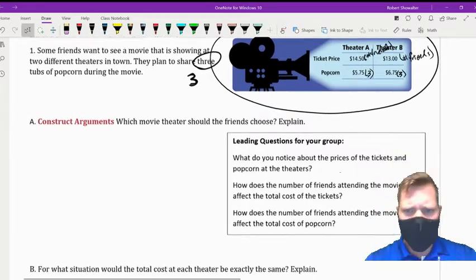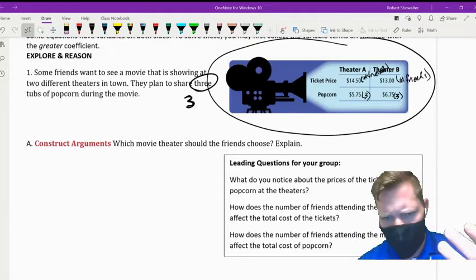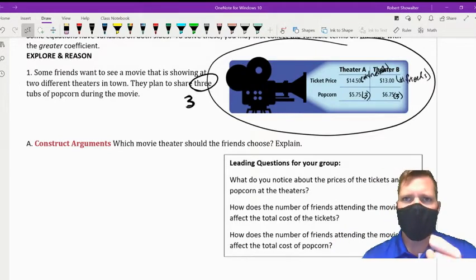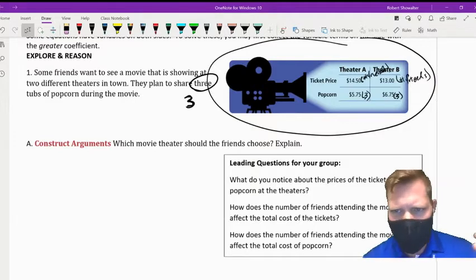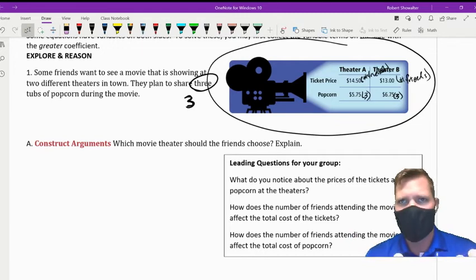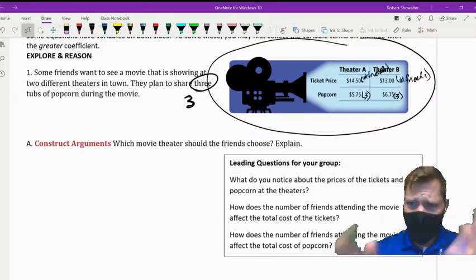Here we go. So we have this question, which movie theater should they go to, but then we don't know which one's going to be more expensive for a certain amount of friends. Like what happens if there's 100 friends? Which one's going to be more expensive? What happens if there's 2 friends that are going?